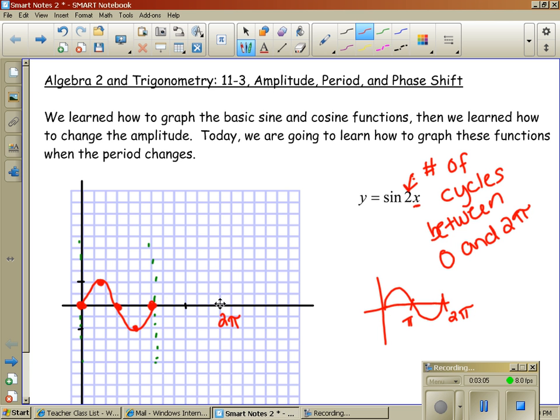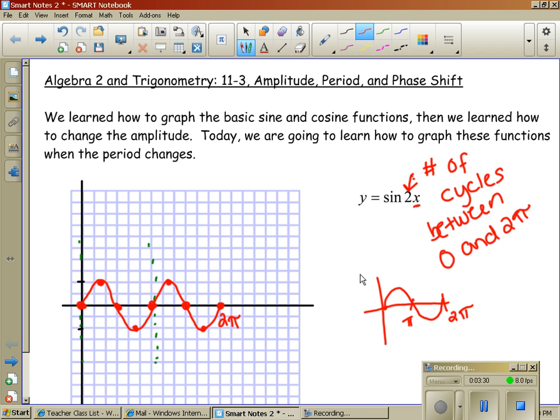Starts at 0, ends at 0. Halfway in between hits 0. Here and here it goes up to 1. Between here and here it goes down to -1. So this is the graph of the sine of 2x.